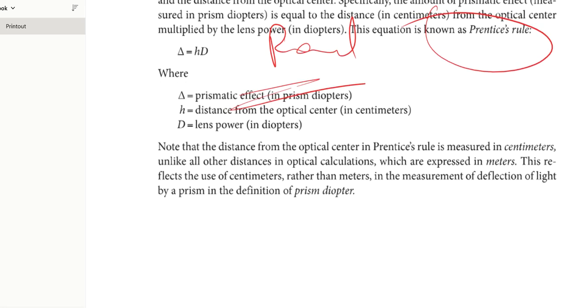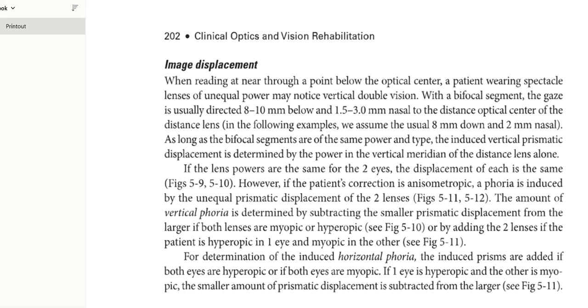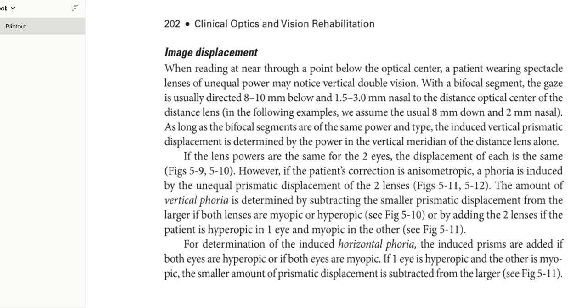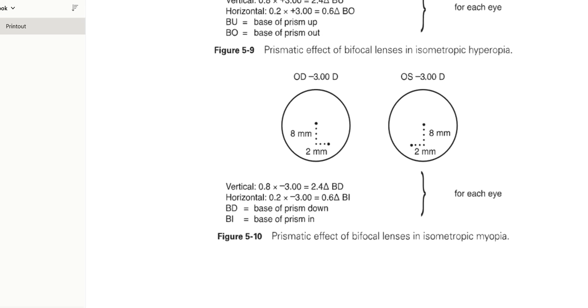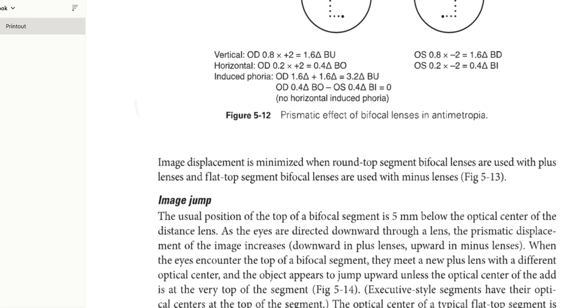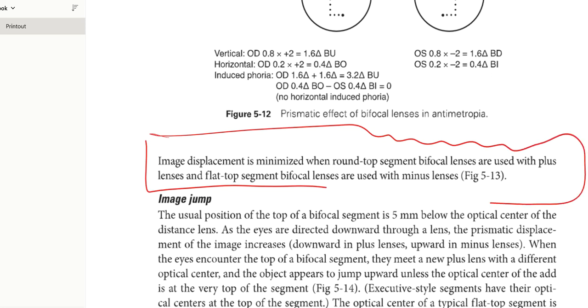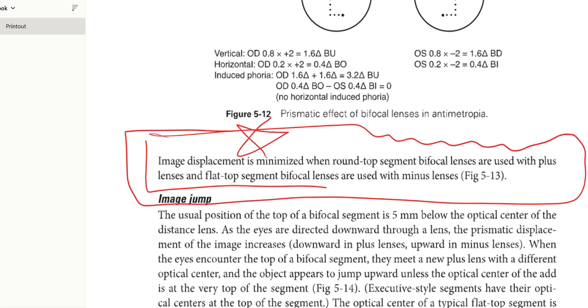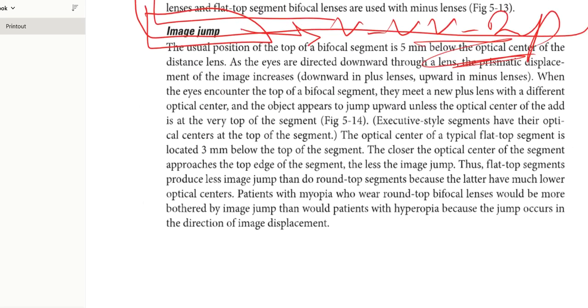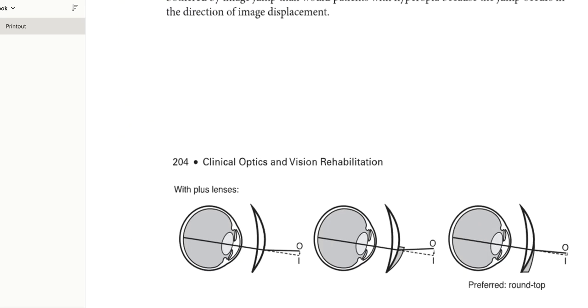The start. Image displacement, not very important, just a read. But these lines are important. Image displacement is minimized. Image jump, very, very, very important. The whole thing is important.